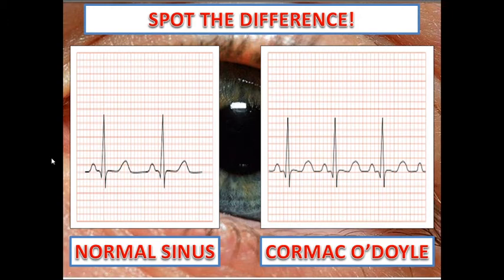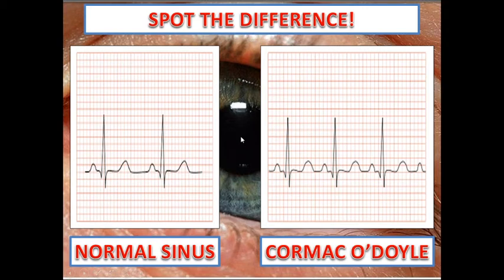Okay. Now, if you actually look at Cormac, he's got a nice P wave, atrial systole, atrial contraction. He's got a nice QRS wave, which is ventricle. He's also got a very nice T wave, showing diastole. The only difference is the gap between this T wave and the subsequent P wave of the next cardiac cycle is much shorter compared to this normal sinus rhythm, the normal heart rhythm, about 72 beats per minute.